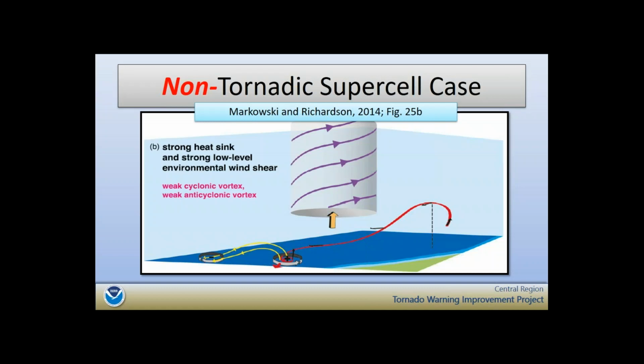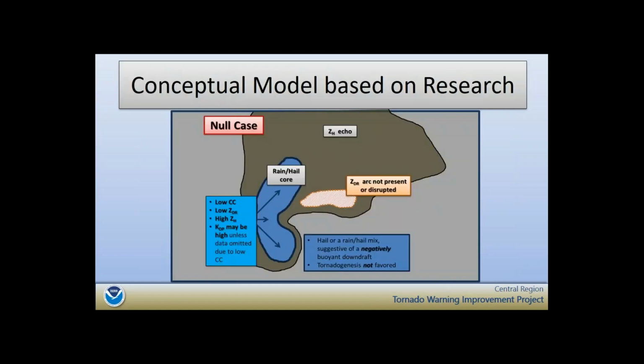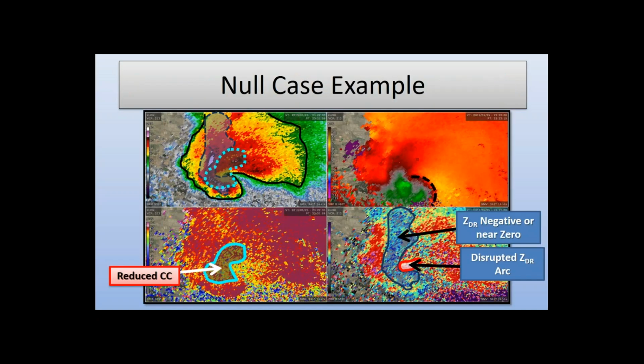Further, it's detailed how environments with strong negative buoyancy inhibiting genesis have a common dual pole base signature, indicating the presence of wet melting hail. To aid in identification of environments where hail and/or a rain hail mix is suggestive of a very negatively buoyant downdraft, this conceptual model is discussed that can be directly applied to dual pole features identified on the 88D. This includes application examples of how a supercell illustrated these features, indicating a non-tornadic supercell, despite evidence, again, of a rotational couplet.